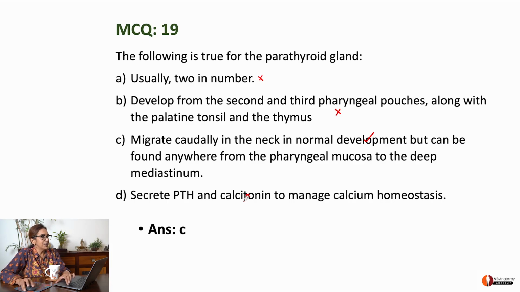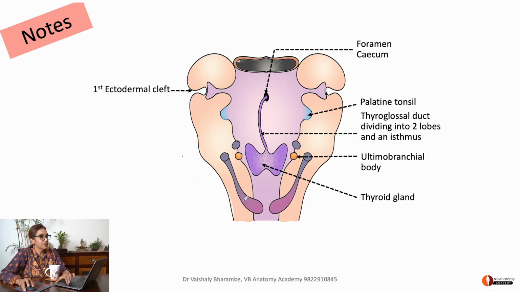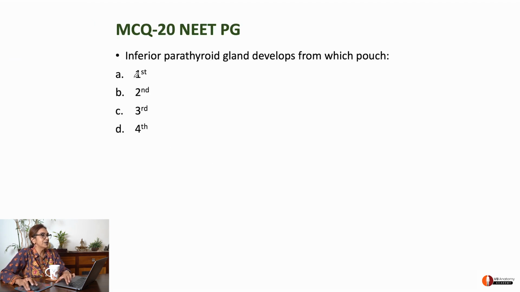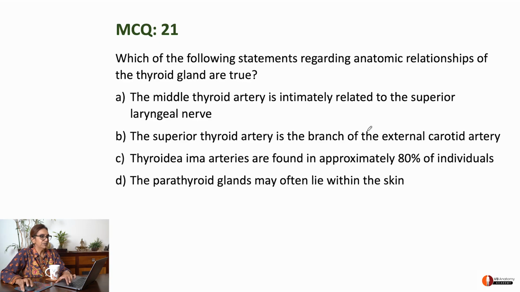Yes. Come, let's understand this a little better. So here is the development. Here you are seeing the third pouch. How the third pouch gives rise to the inferior parathyroid gland and the thymus. The fourth pouch gives rise to superior parathyroid gland. So this is the bit of note that you need to carry with you for the next option. Inferior parathyroid gland develops from which pouch? Obviously, third pouch. Answer is C.